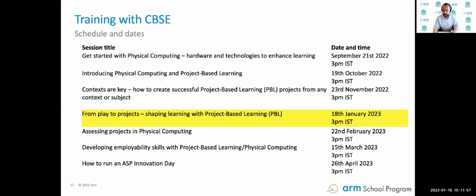Future events. The next one coming up is in February, and then March and April. The next one is on assessing projects in physical computing. One of the issues that a lot of teachers have with physical computing and project-based learning is how to effectively assess it. It feels like a very different way of managing a classroom, a very different way of facilitating learning compared to a more didactic approach.